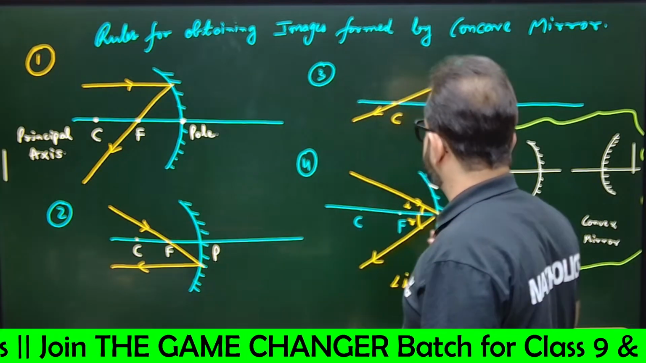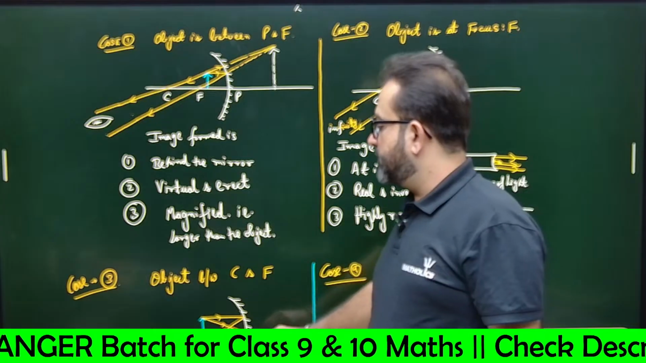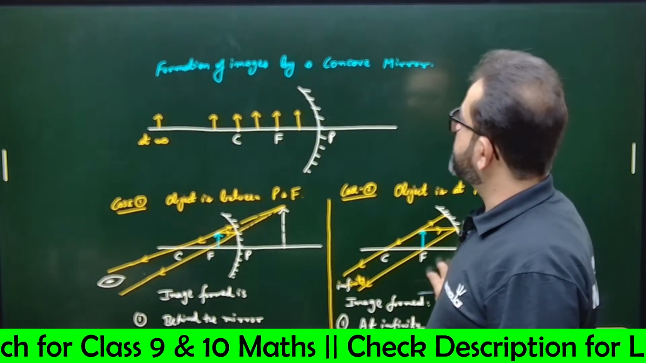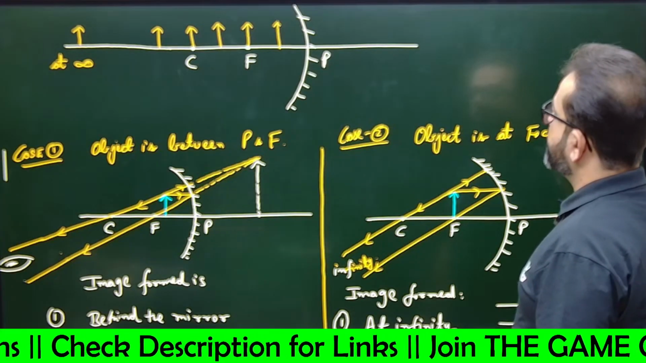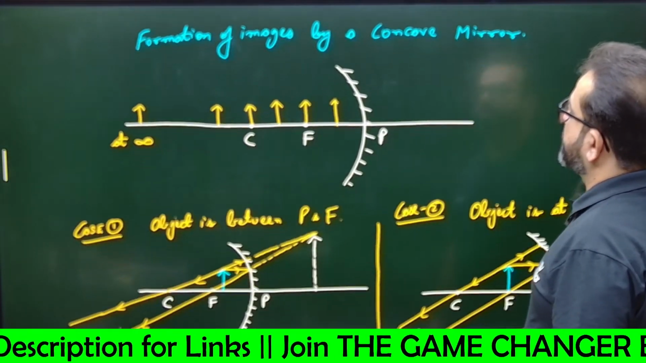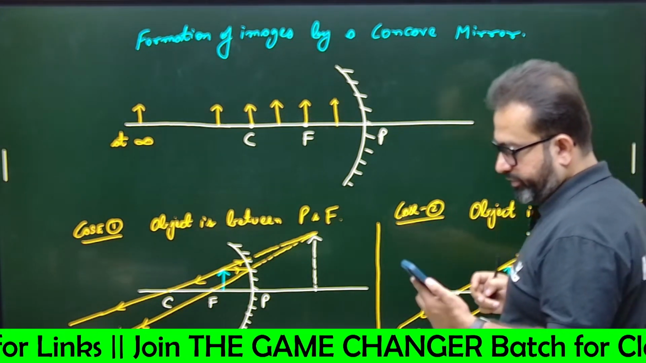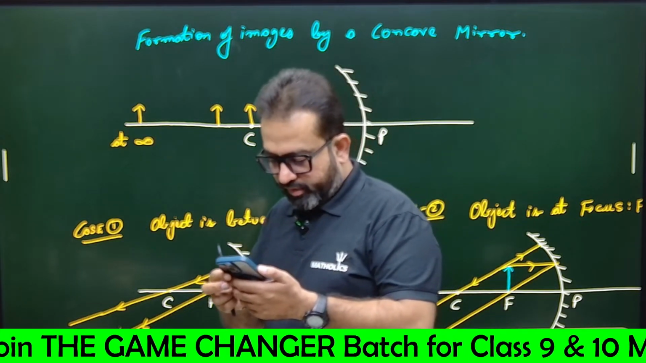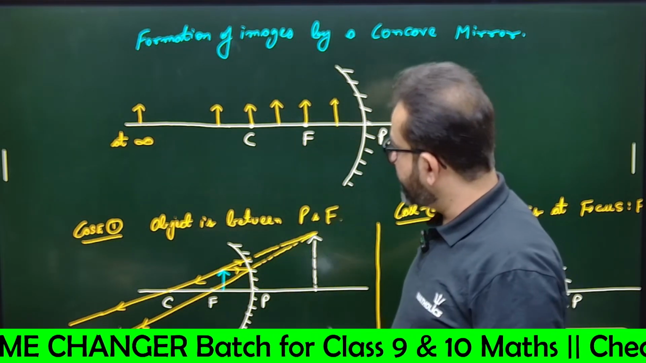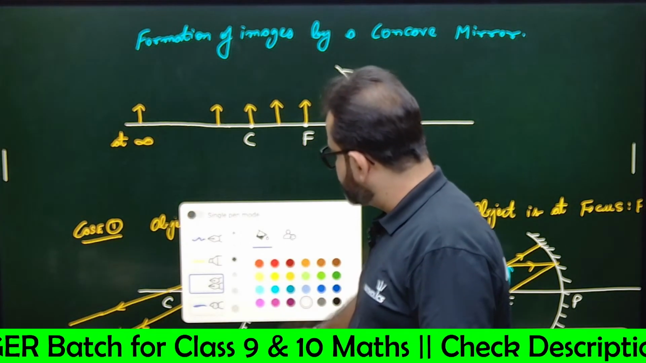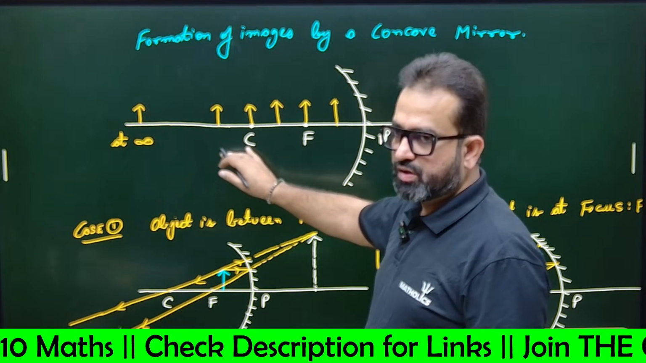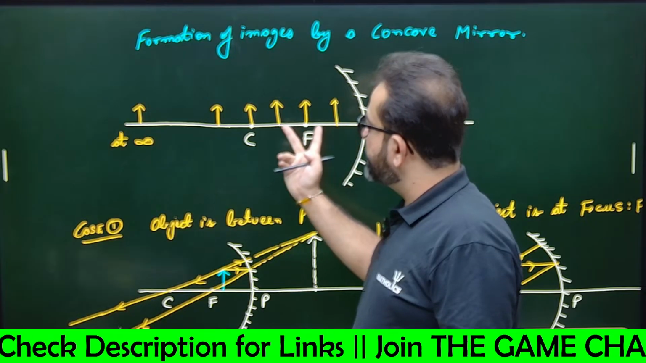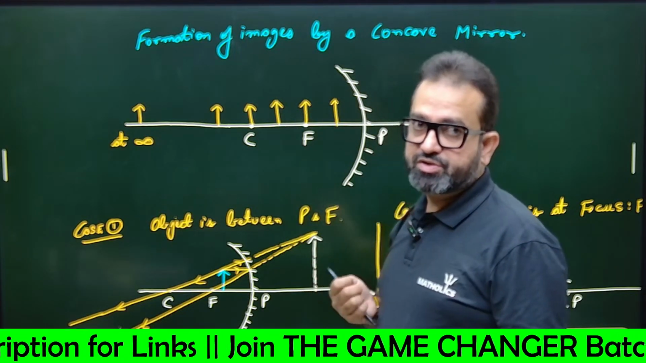Okay. The 4 rules for obtaining images formed by a concave mirror. Now comes the formation of images by a concave mirror, right? So in a concave mirror, see, there are 6 positions possible. If this is the concave mirror, this is the pole, this is the focus, and the center of curvature. The distance, this must be equal to this. There are 6 conditions, right?